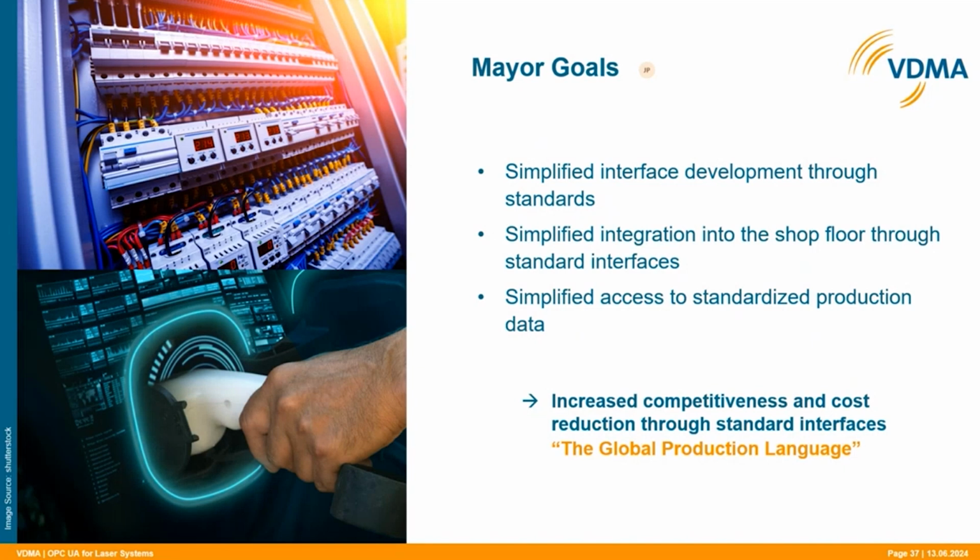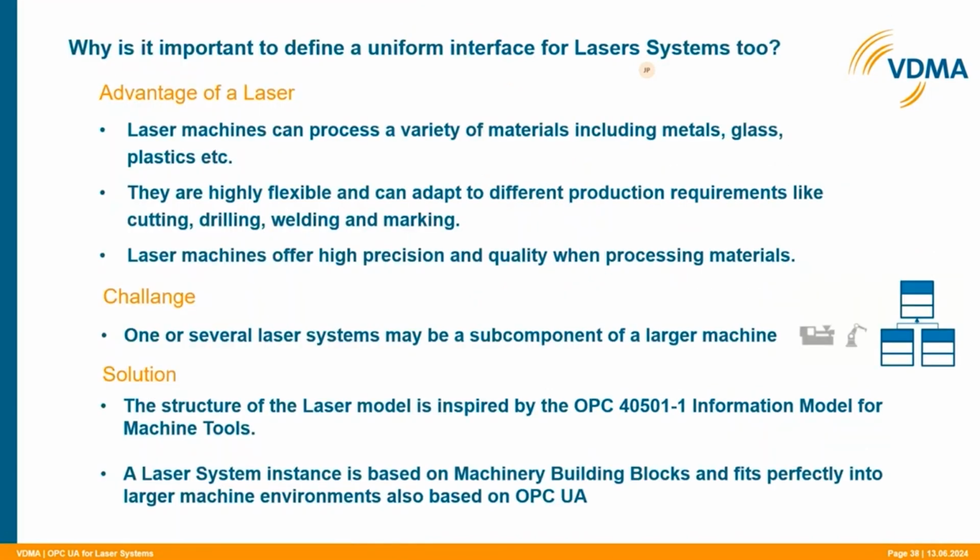So let's get started with a good question. And the question is certainly, why do we need an additional specification for a laser system? And we already heard about the high flexibility of a laser system because it's photonics. So we can adapt very, very quickly to different materials like metal, glass, plastic, even wood. So we have really an important tool, and this tool is part of many factory processes.